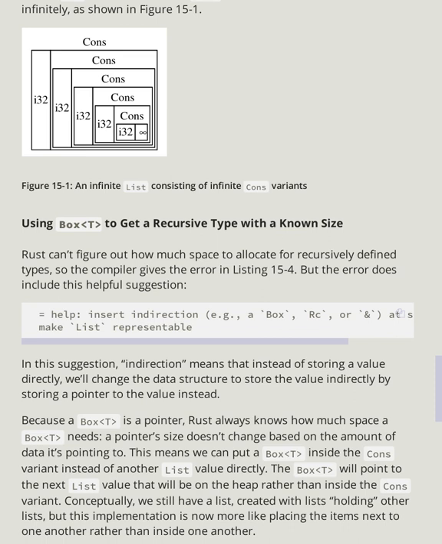Using Box<T> to get a recursive type with a known size. Rust can't figure out how much space to allocate for recursively defined types, so the compiler gives the error in Listing 15-4. But the error does include this helpful suggestion: insert indirection. In this suggestion, indirection means that instead of storing a value directly, we'll change the data structure to store the value indirectly by storing a pointer to the value instead.